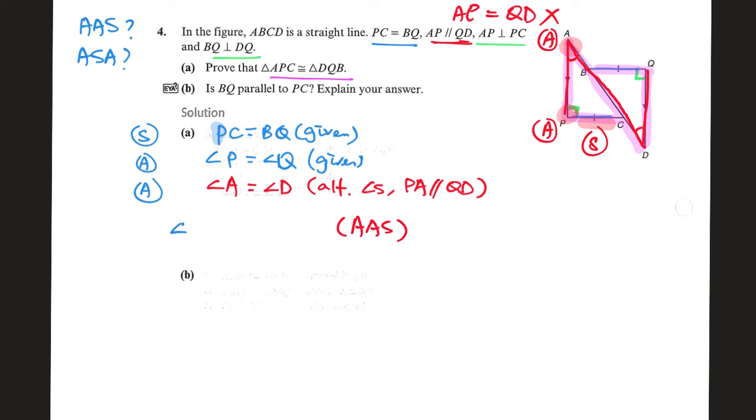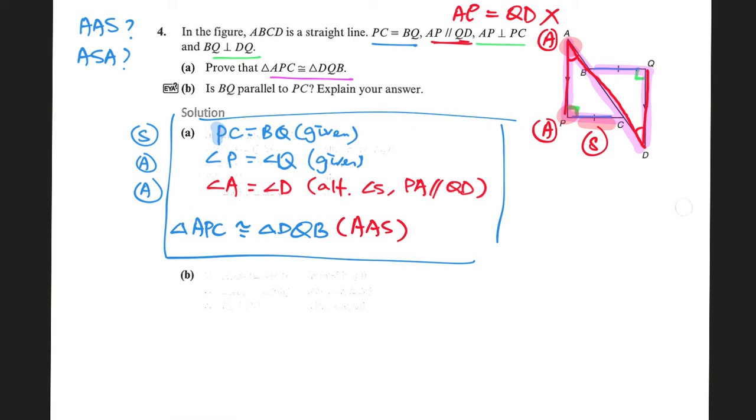And finally, you fill in the blanks. We have triangle APC congruent to triangle DQB. It should be DQB. Finally, this is the answer for part A. So the use of SAA here will help you to look at whether you have already completed the three pairs of equal sides and equal angles in proving congruent triangles. So in your work, it's better for you to cross it out, particularly in your exam.